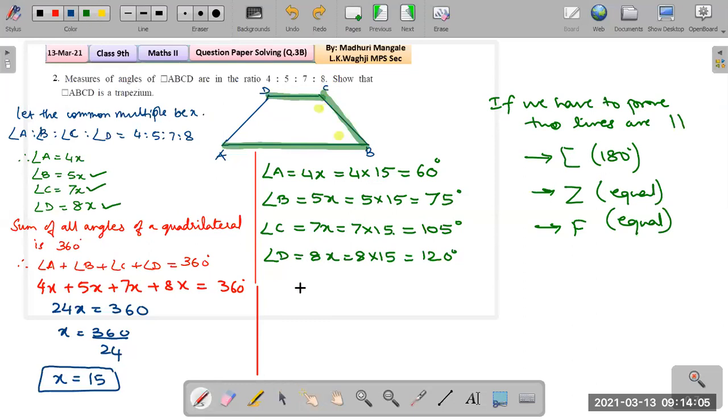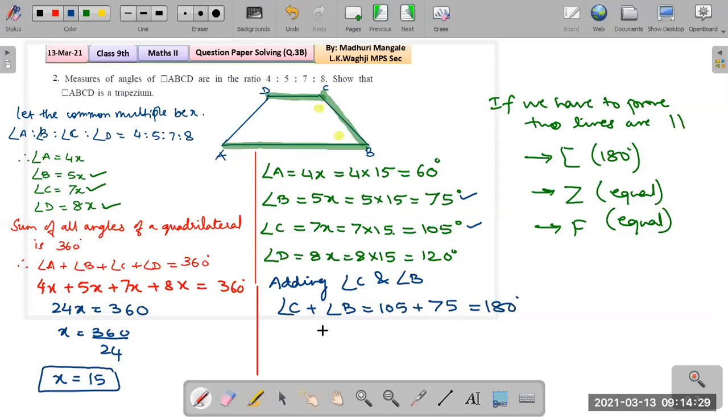So we are adding angle C and angle B. So angle C plus angle B, which is equal to, C is 105 and angle B is 75. So 105 plus 75, what do you get? The sum of this is 180. Okay, therefore what can we say? Therefore DC is parallel to AB.